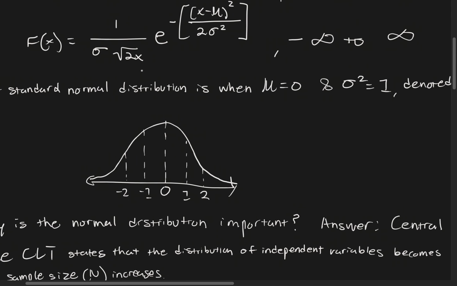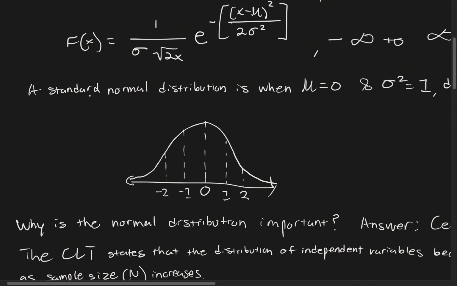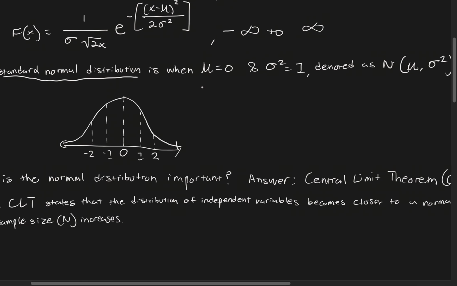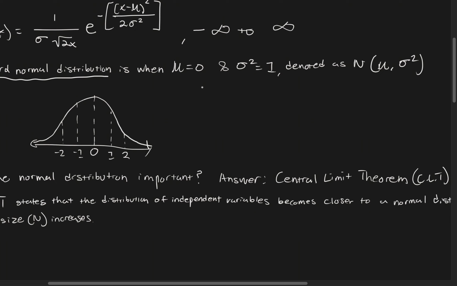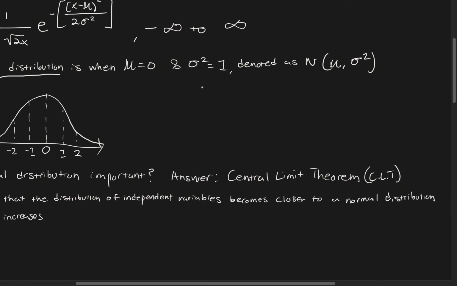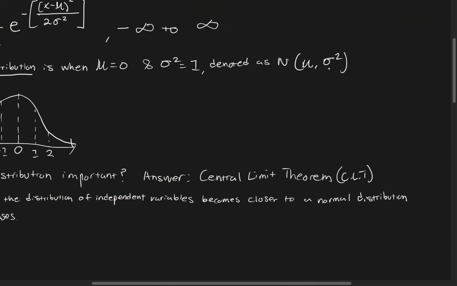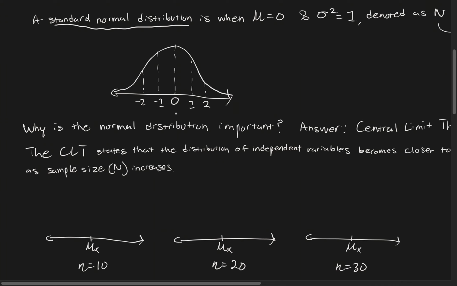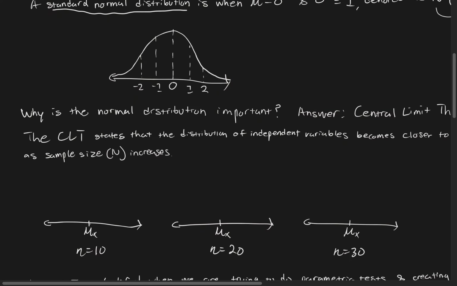What's important is that we know that the standard normal distribution is when the mu is equal to 0 and the variance is equal to 1. We'll denote that as the normal distribution of mu and sigma squared, the variance, right here. So for a standard normal distribution, the mu will be 0, and each standard deviation will be one value each, if we go left, -1. So it's made much more simple.